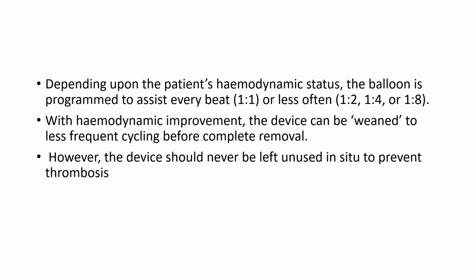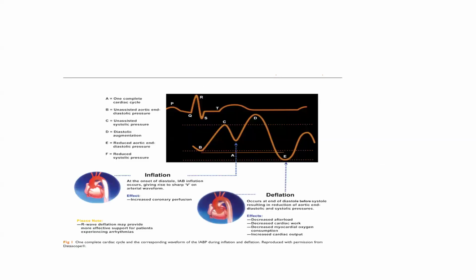Depending upon the patient's hemodynamic status, the balloon is programmed to assist every beat, that is 1:1, or less often, that is 1:2, 1:4, or 1:8. With hemodynamic improvement, the device can be weaned to less frequent cycling before complete removal. However, the device should never be left unused in situ to prevent thrombosis.